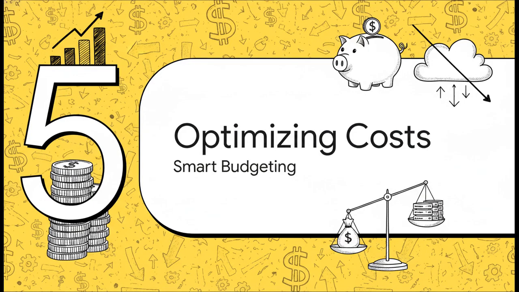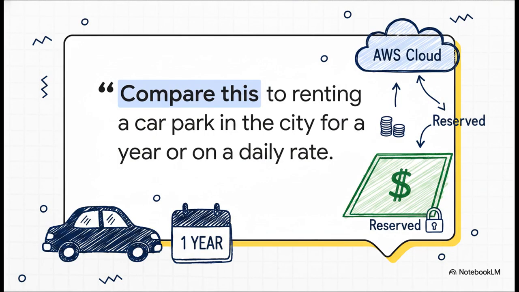Section 5. Optimizing your cloud costs. Let's be real for a second, though. A beautifully architected, ultra-resilient system is completely useless if it bankrupts your company, right? So how do we pay for this without setting our budgets on fire? Well, AWS has two primary pricing models: on-demand and reserved instances.